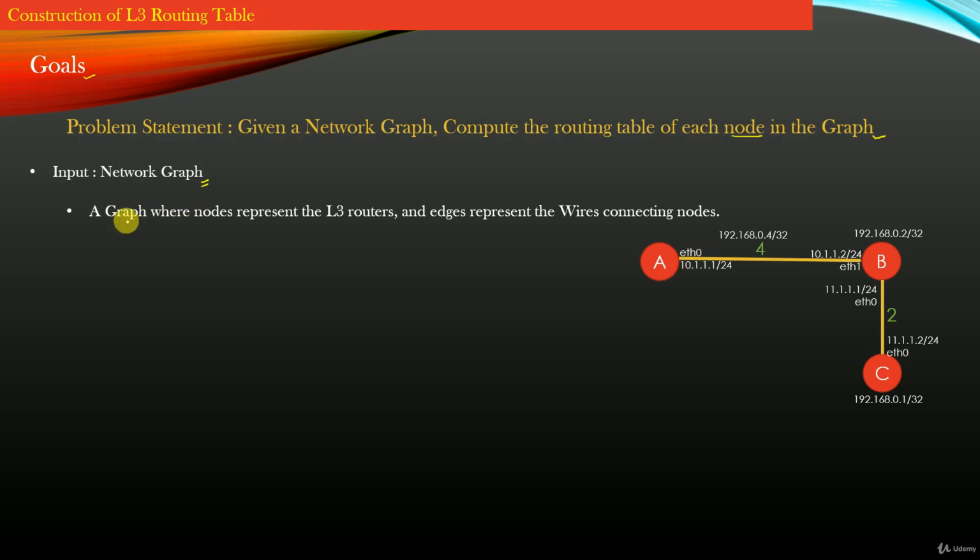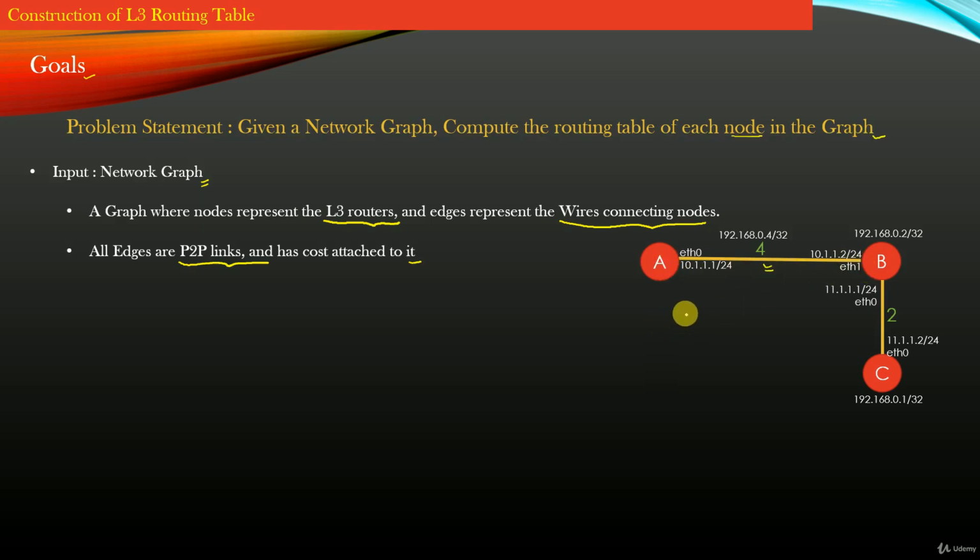So a network graph is a graph where nodes represent L3 routers and edges represent the wires connecting these L3 devices. All edges are P2P links and have a cost attached to them, right? So it's a P2P link. A P2P link is a link which connects two devices end to end.